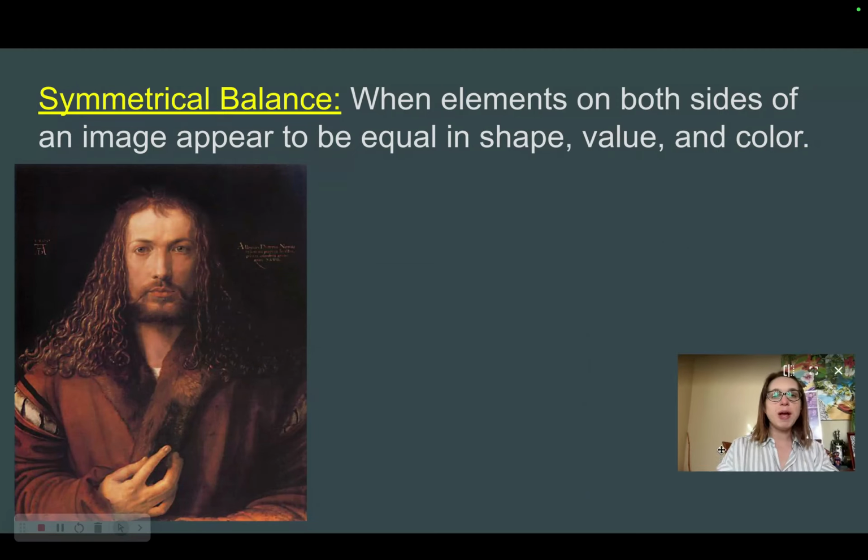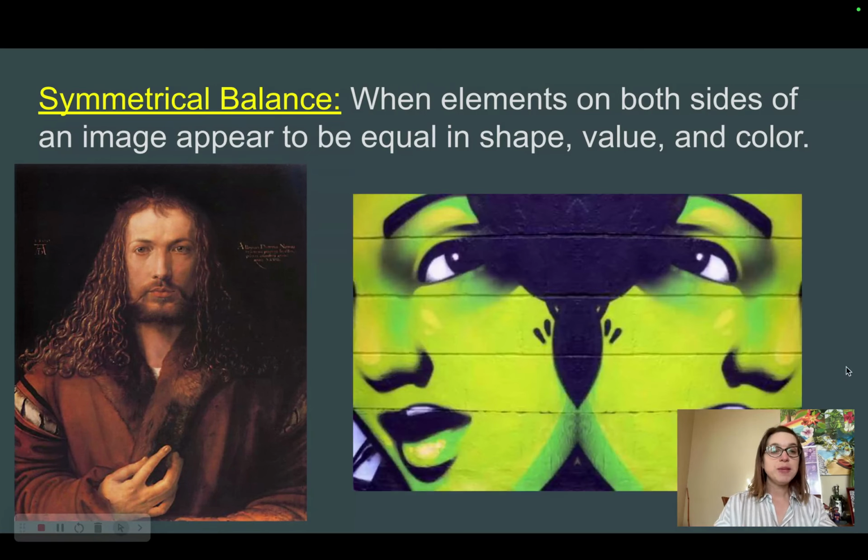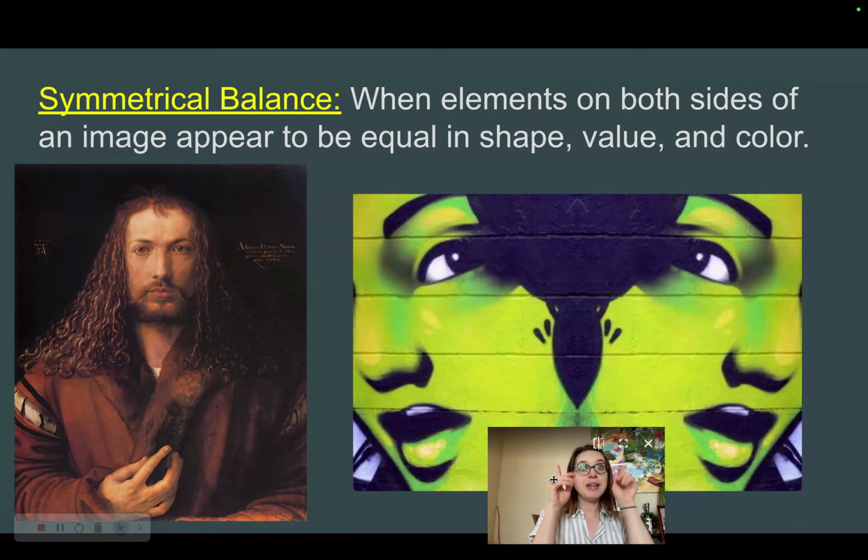So with symmetrical balance, this is when elements on both sides of the artwork appear to be equal in shape, value, and color. So this painting here, this is fairly symmetrical. There are eyes on each side of the face. If we were to split the artwork in half, it's pretty much the same on both sides. Symmetrical balance can also be like this, where it's truly symmetrical, kind of like a butterfly. It's the same on both sides.